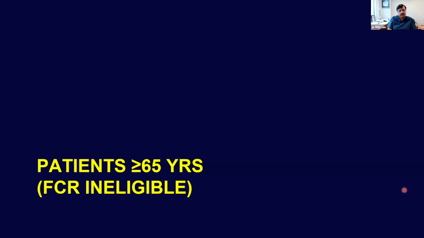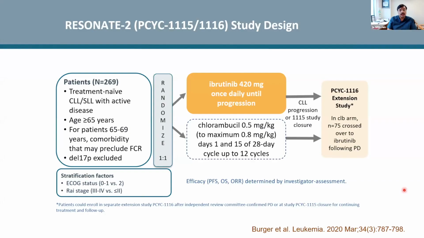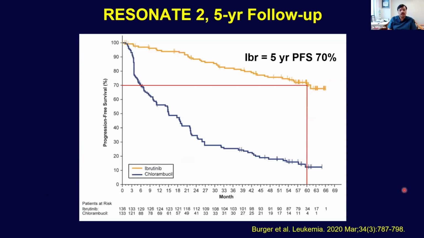What about older patients? And that's really where most of the patients come to practice, who are maybe above 65, maybe on the frail side. So you don't want to use chemotherapy for these patients. Here, ibrutinib was the first one approved. This was originally based on the RESONATE-2 study, which was ibrutinib versus chlorambucil. And here is the 5-year follow-up, the most recent update, where at the 5-year mark, 70% of patients who received ibrutinib were progression-free, as opposed to less than around 10% with chlorambucil. So really, this trial led to the approval of ibrutinib in the frontline setting.